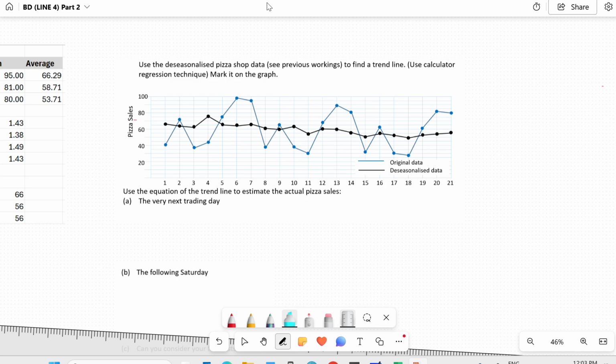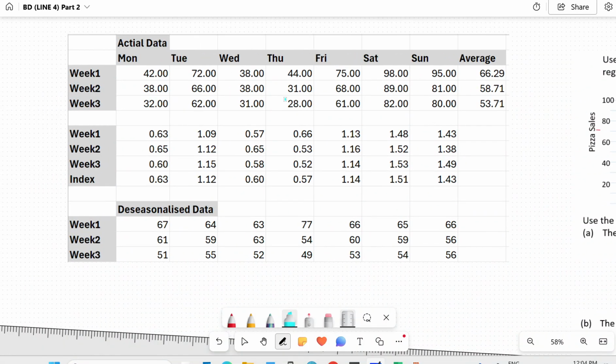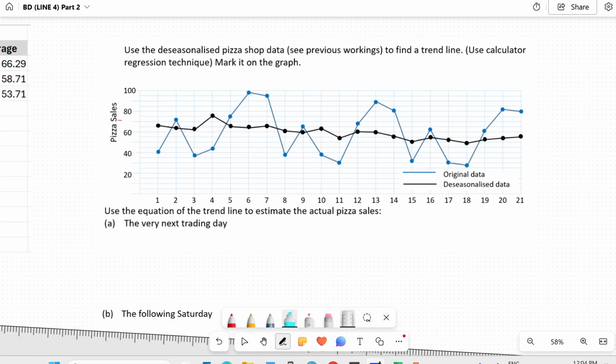Hi General Maths students. We're going to use the pizza shop data from earlier in the textbook to do some forecasting, so to make future predictions. This example was earlier in the textbook, and you should have gone through the process of deseasonalizing this data and have results similar to this, where we move from the actual data at the top here to the deseasonalized figures down below. You can see the graphs on this set of axes of both the original data and the deseasonalized data.